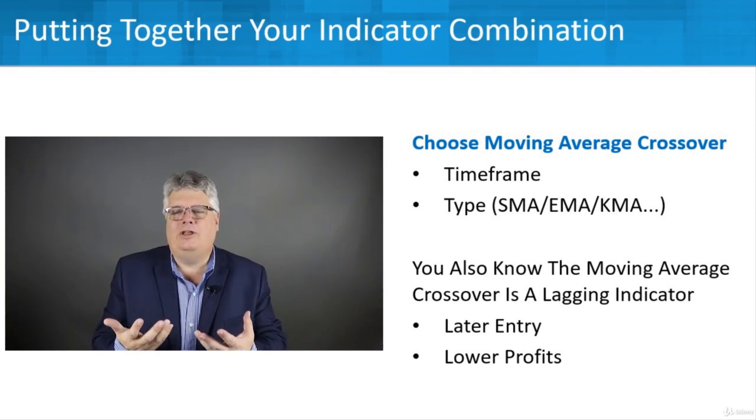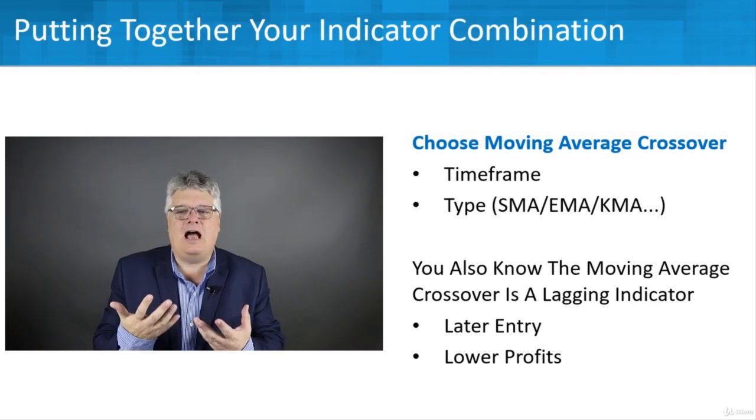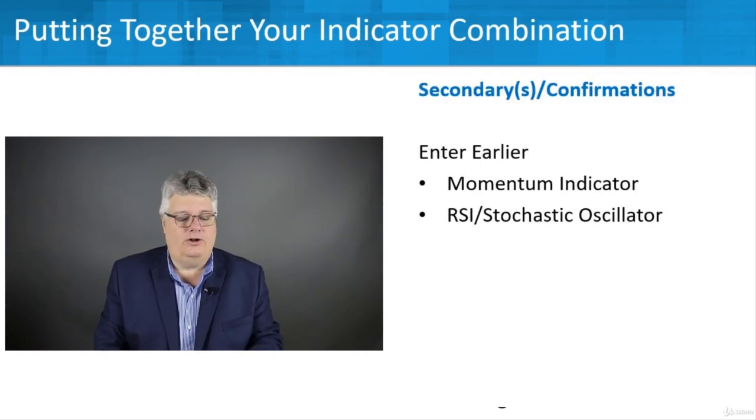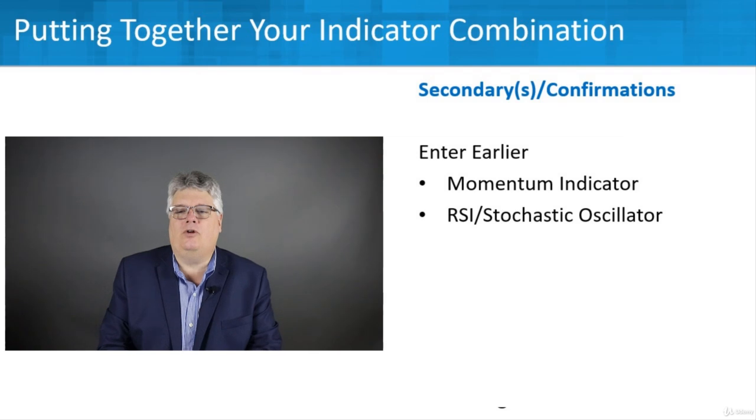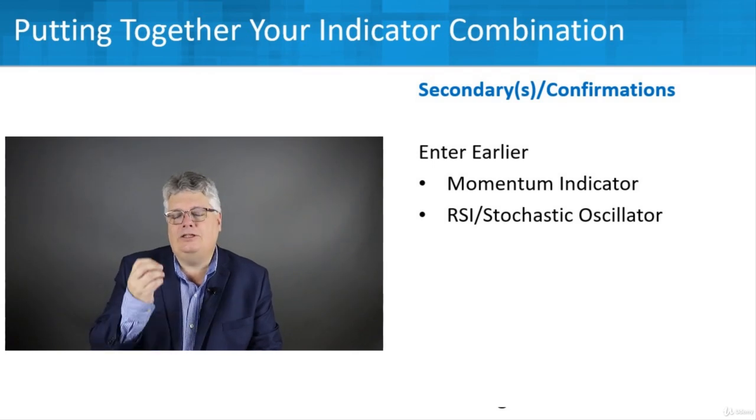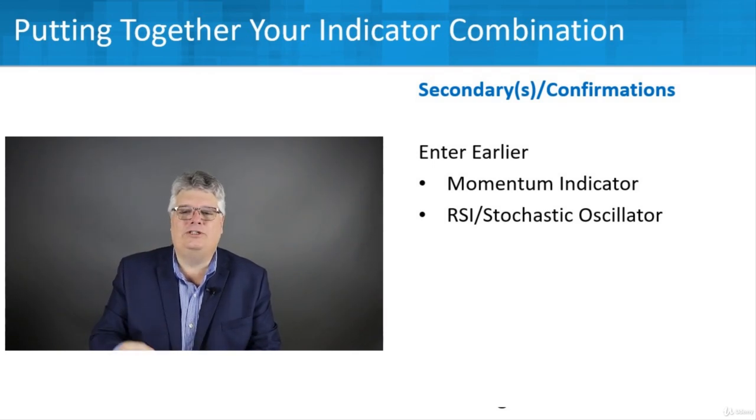So let's say in this example, as a secondary confirmation, you want to enter earlier. Then you'd look at indicators that are more about entering earlier, such as the momentum indicators, or an RSI or stochastic oscillator. That's going to help you enter earlier, choosing one of those as a secondary.